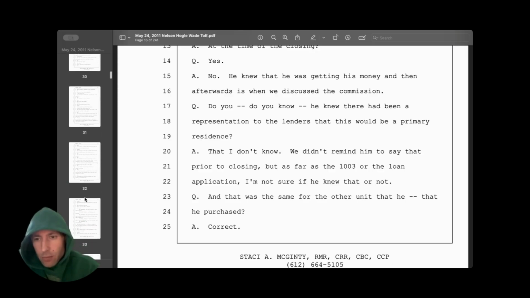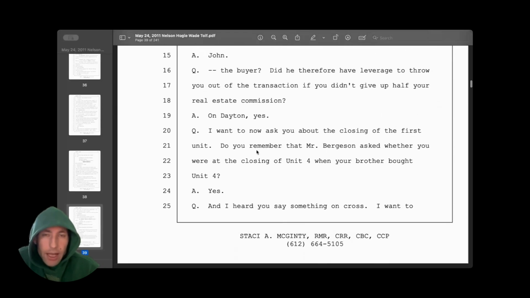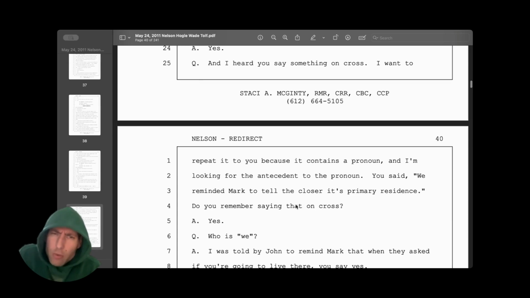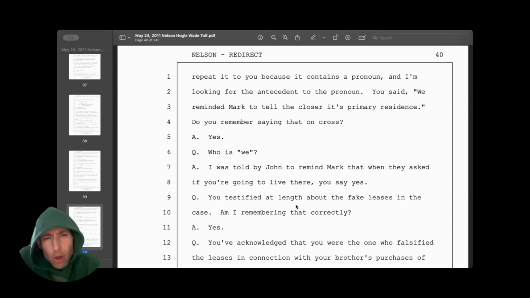Now let's go down to page 39, by Mr. McGlaughlin. The bottom of 39, line 25, question: And I heard you say something on cross. I want to repeat it to you because it contains a pronoun and I'm looking for the antecedent to the pronoun. You said, quote, we reminded Mark to tell the closer it's primary residence, unquote. Do you remember saying that on cross? Answer: Yes. Question: Who is we? Answer: I was told by John to remind Mark that when they asked if you're going to live there, you say yes.